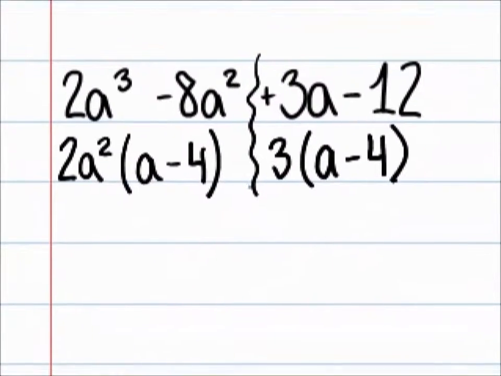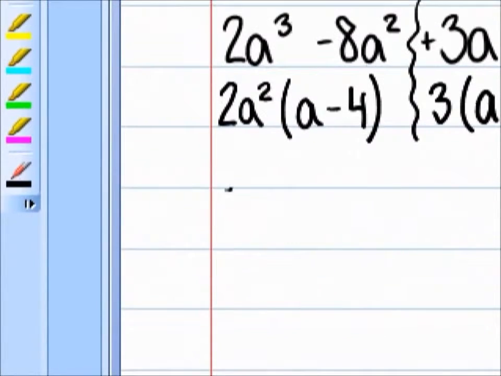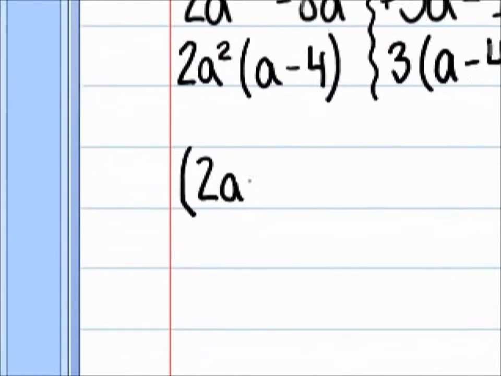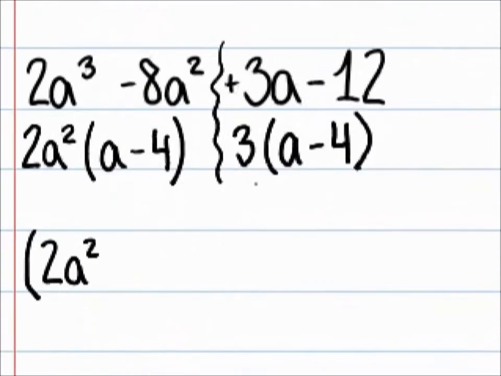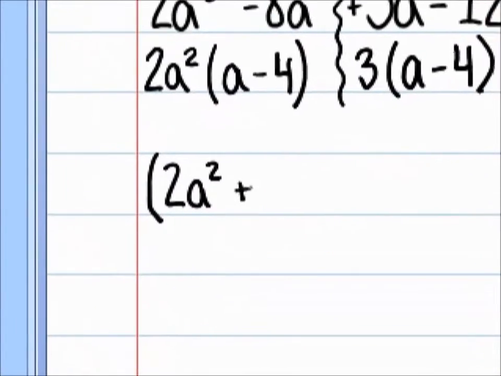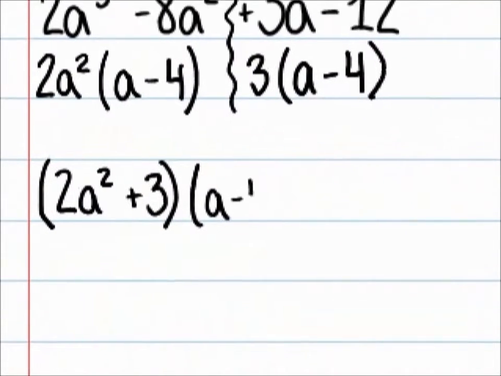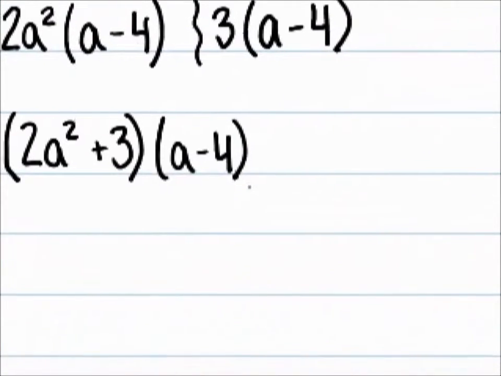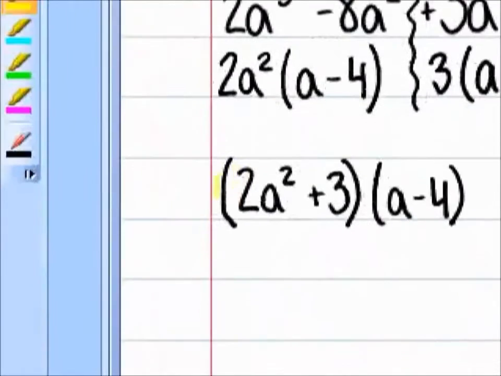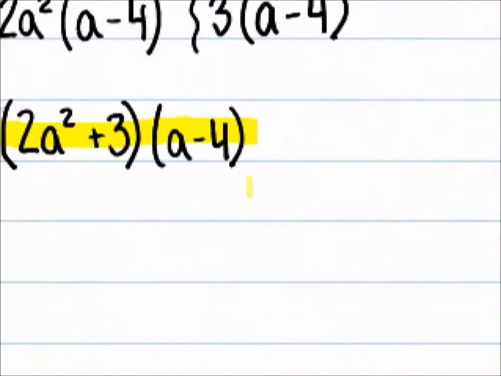So for our answer, we're going to do 2a squared, right, plus 3, times a minus 4. And that's going to be our answer.